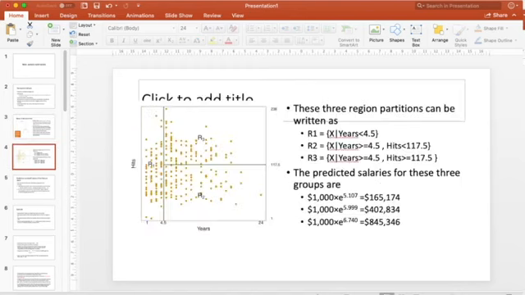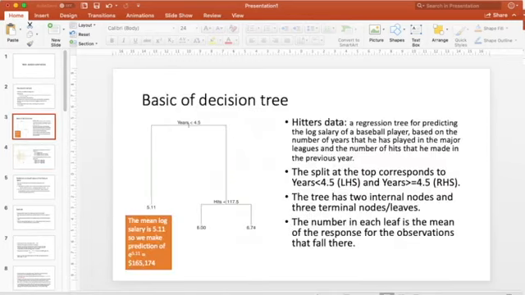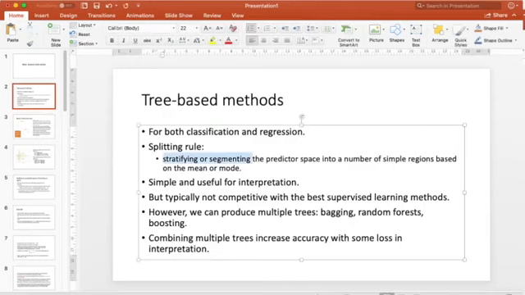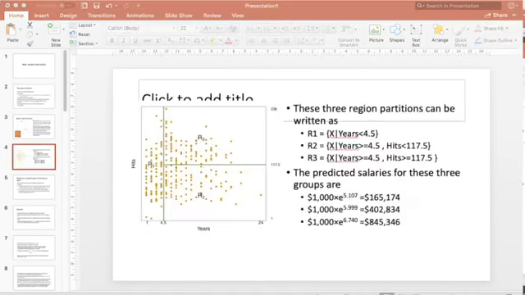So this is how the regions look like. If we go back to here, if we look at the definition of the splitting rule, we say that we stratify or segment the predictor space into a number of simple regions based on the mean or the mode. This is what it means by different regions. Because we have 3 terminal nodes, we have 3 regions here. If you have 17 terminal nodes, you're going to have 17 regions here.